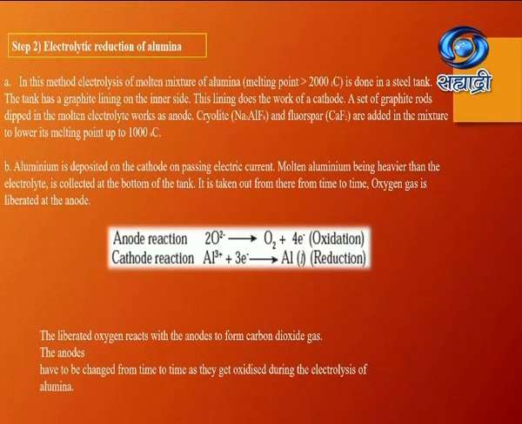Oxygen gas is liberated at the anode. Anode reaction: 2O2- gives O2 + 4 electrons. Cathode reaction: Al3+ + 3 electrons gives Al (liquid). The liberated oxygen reacts with the anode to form carbon dioxide gas. The anodes have to be changed from time to time as they get oxidized during the electrolysis of alumina.